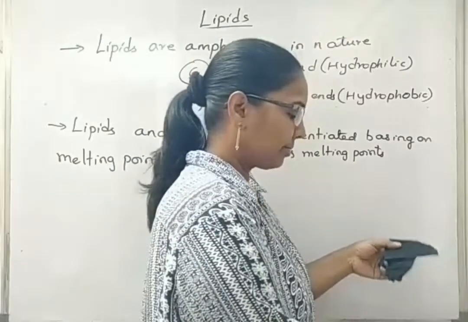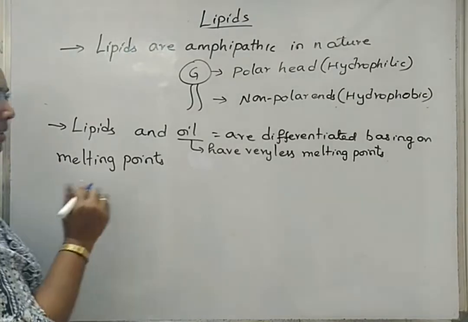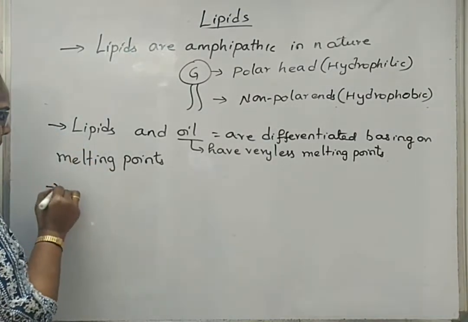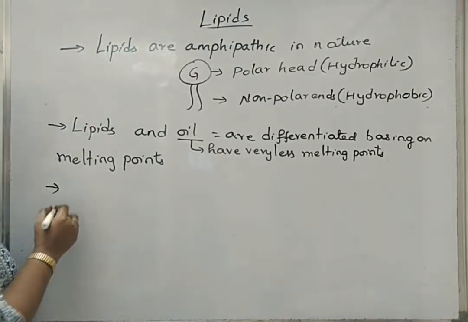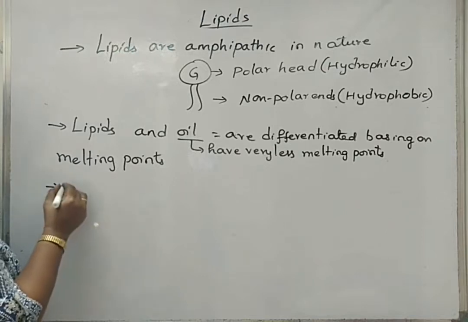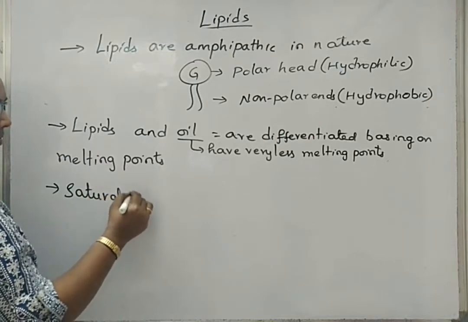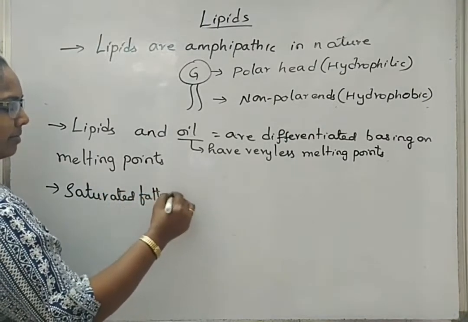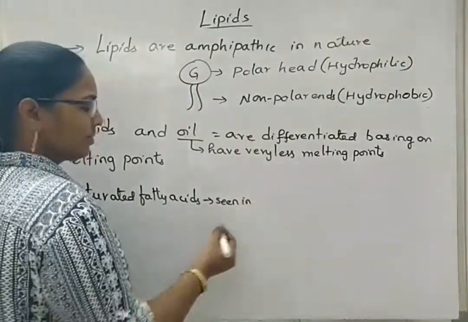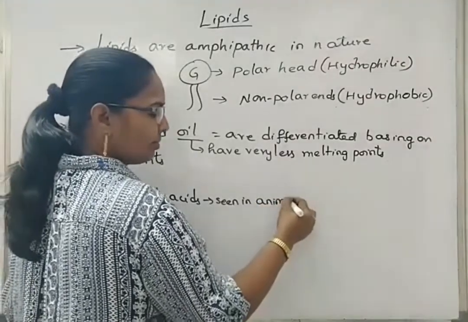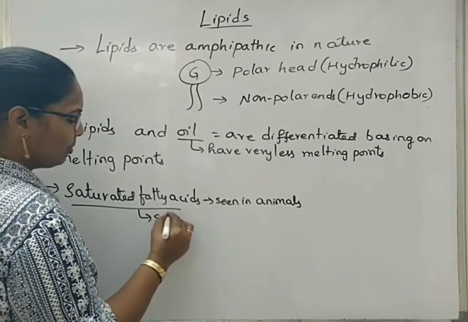Next. We will also see one more point regarding saturated and unsaturated fatty acids, some uses. So, saturated fatty acids are seen in animals. Next, they are solid at room temperature.